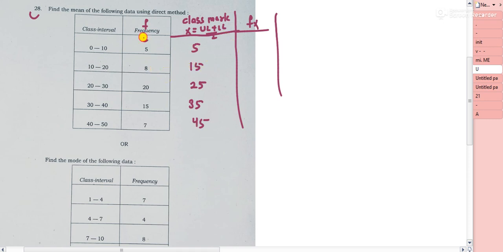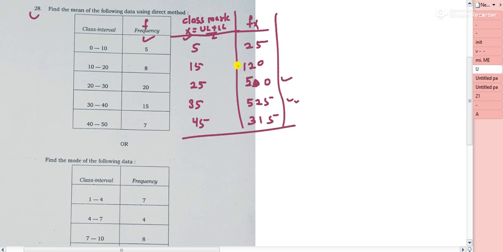Now multiply this into this. So 5 5s are 25. Now 8 into 15 is 120. 20 into 2, 25 is 25 2s are 50. So it is 500, right? And here you'll get 525. Here you will get 315. Okay, so I have already done this problem, so I'm writing them directly.